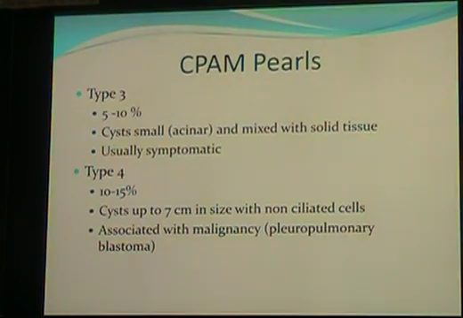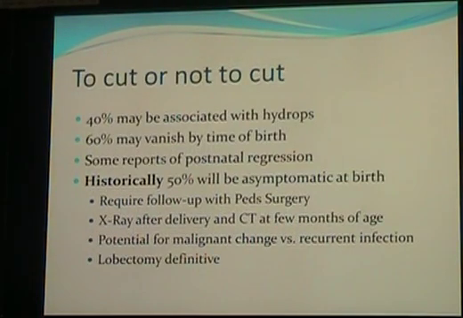The type 4s I can't say that I've necessarily seen, which would be the macrocystic, with a cyst up to 7 centimeters in size. And these are the ones which, if not removed in childhood, have a low incidence but can form a pleuropulmonary blastoma, which is a type of cancer. And this is where the controversy lies with this condition. To cut or not to cut.